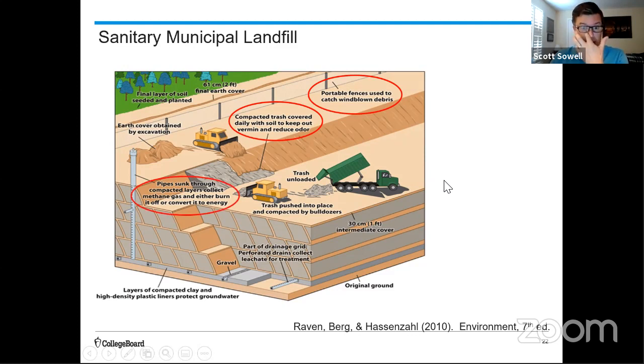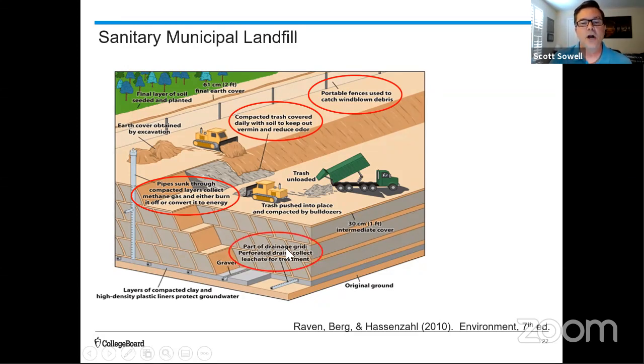And then we also get these large pipes, and it says pipes sunk through compacted layers collect the methane gas to either burn it off or convert it into energy. So we just talked about how methane is a problem in a dump. So in a landfill, a lot of that methane is captured and used later.